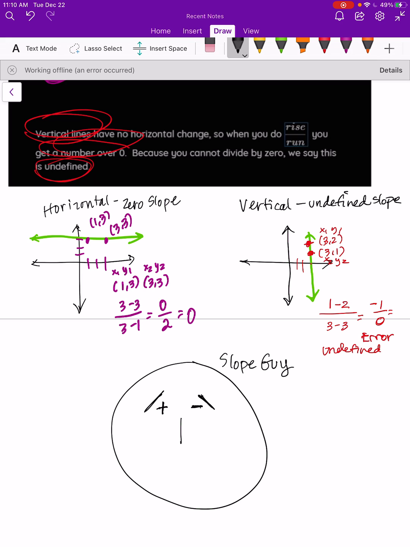Then he has a nose. Notice what this nose is. It's straight up and down, which is vertical, and we refer to it as undefined. Do you see me putting that U? Then last but not least, we'll put in a smile. A lot of times in the picture they have little circles there for the smile. Look, this line is horizontal and the slope is 0. Isn't it cute? So this is positive. Oh, I mean, this is negative. This is positive. This is undefined. And this is 0. Cute little slope guy.